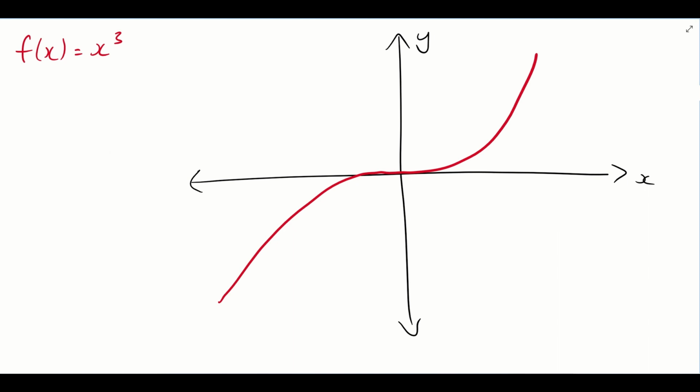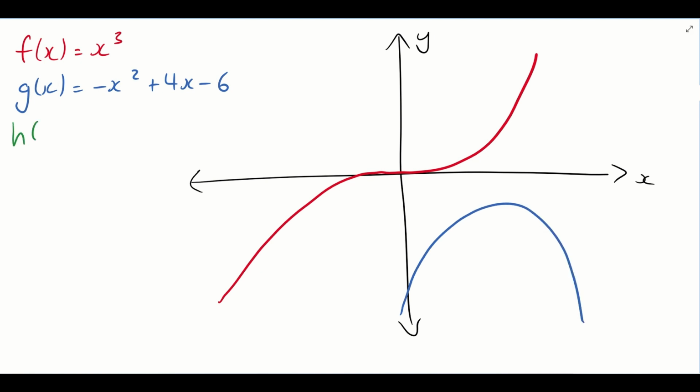And in blue, we will say that g of x is equal to negative x squared plus 4x take 6. And that is going to be a quadratic down there, looking something like that. And in the green, we're going to say that h of x is equal to x take 4 squared, add 3. And that's going to be a quadratic up here looking like that, okay?